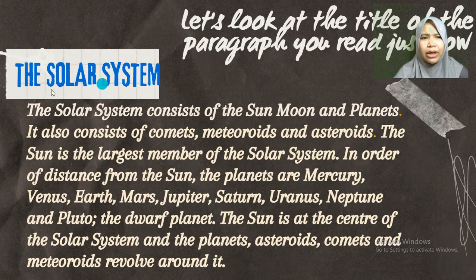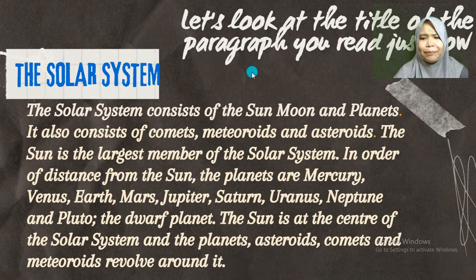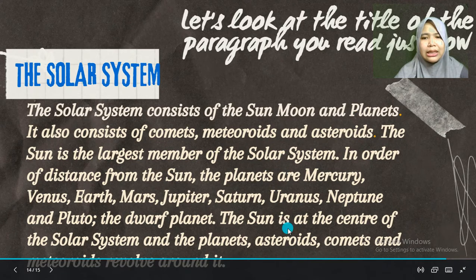So the main idea here is the solar system. What are the supporting details of it? All of this: it consists of comets, meteoroids, and asteroids. The Sun is the largest member. In order of distance from the Sun, the planets are Mercury. The Sun is at the center of the solar system. So all these are the supporting details of your main idea. Okay, so in a nutshell, I can say that the main idea is usually the first sentence, and the sentences afterwards we can call supporting details of our main idea here.